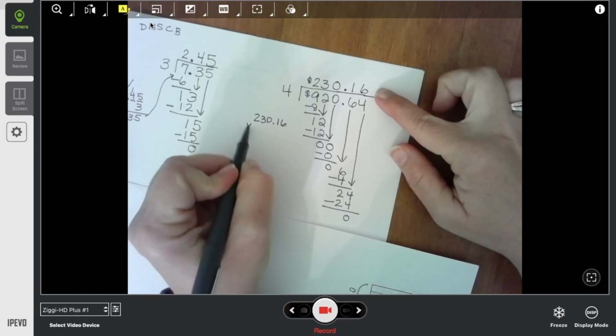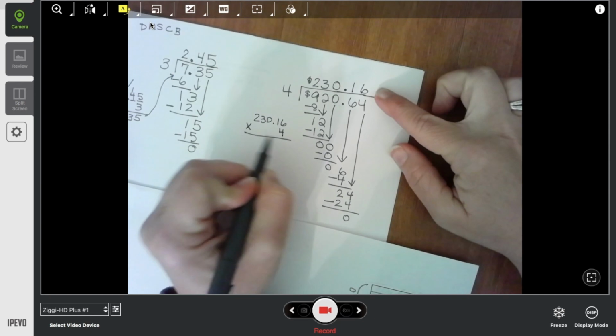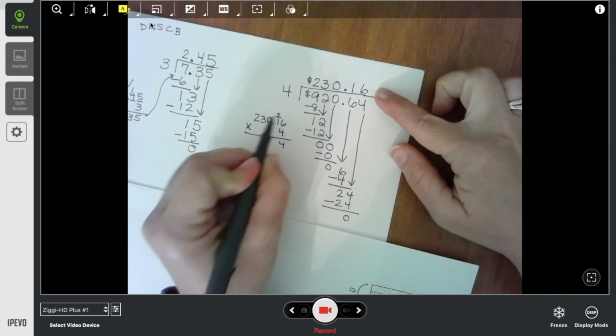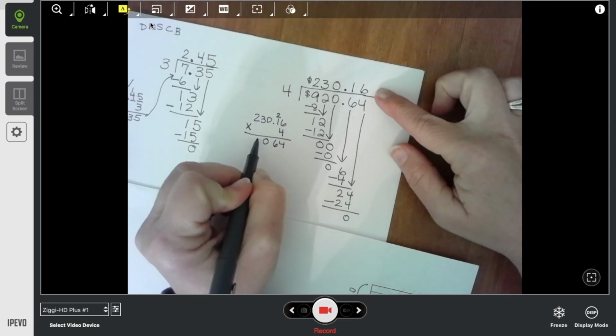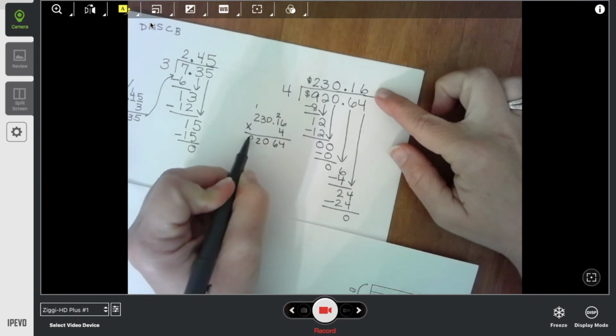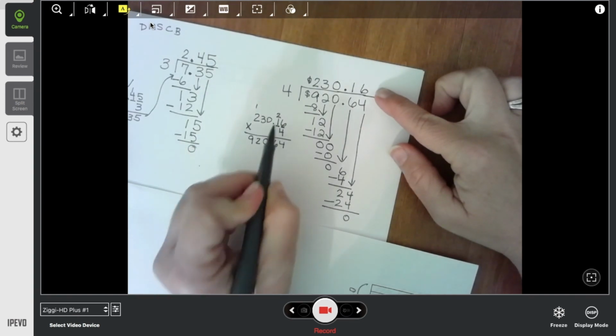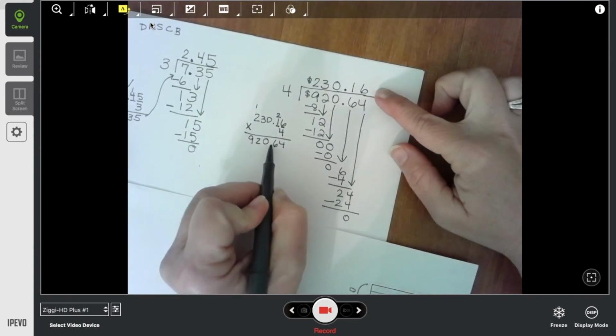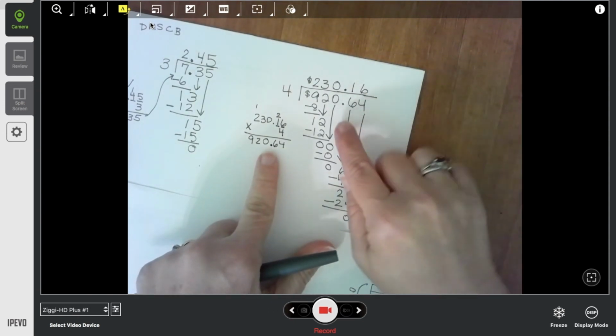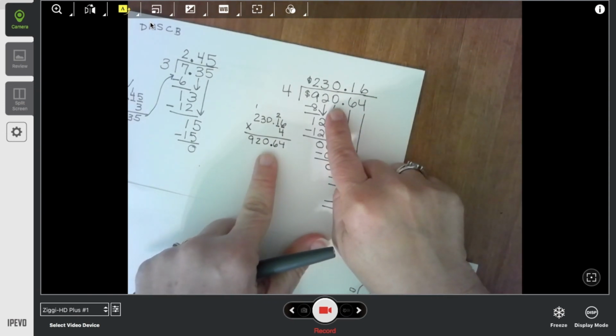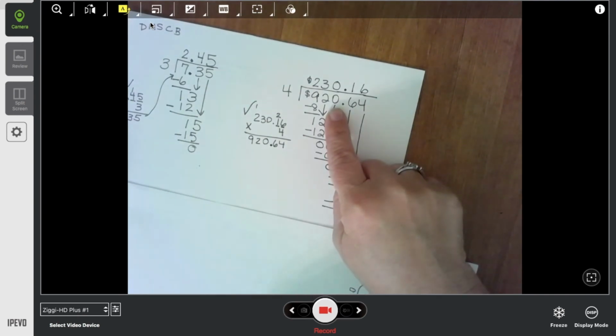I take my answer, $230.16, and multiply it by my divisor. 2 spots behind the decimal. 920.64, 920.64. I know I'm correct.